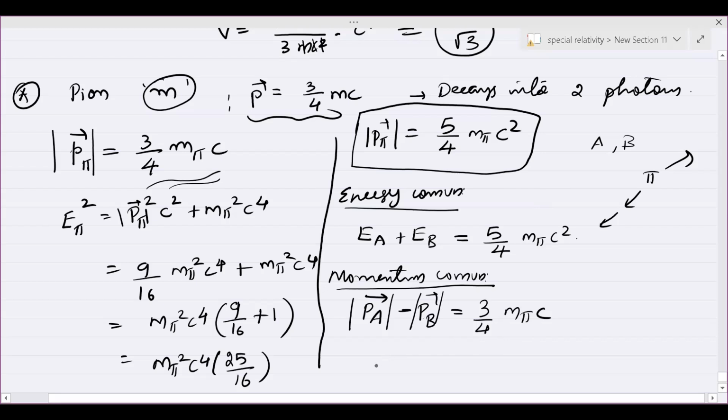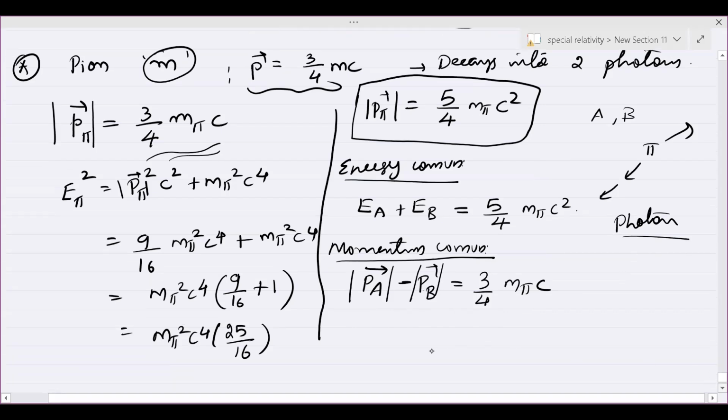So from here, we are talking about a photon. What's the next step that we can do here? Any guess? What should we do to solve this problem? What are we supposed to find? Find the energy of each photon. We need to find the energy of each photon. How do you do this?